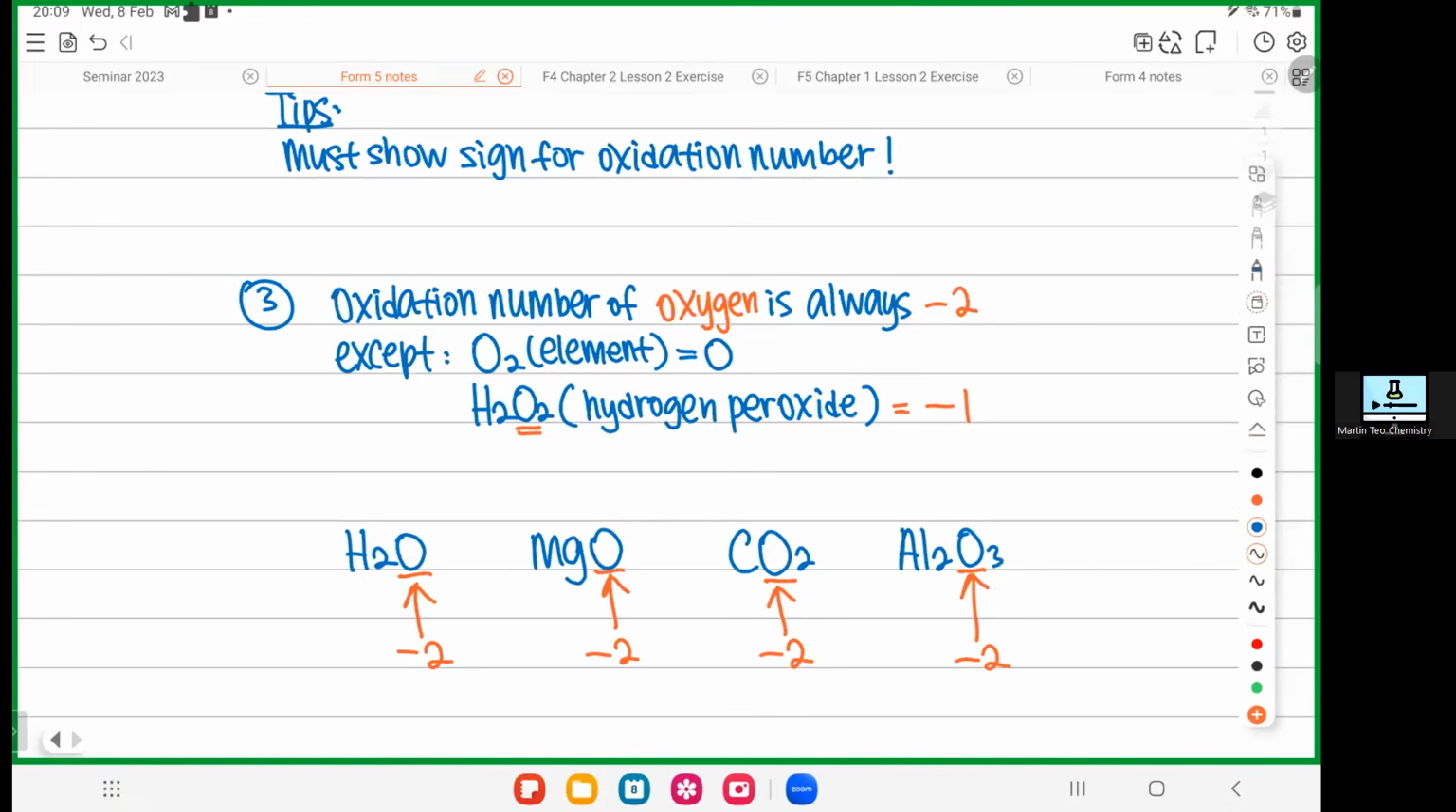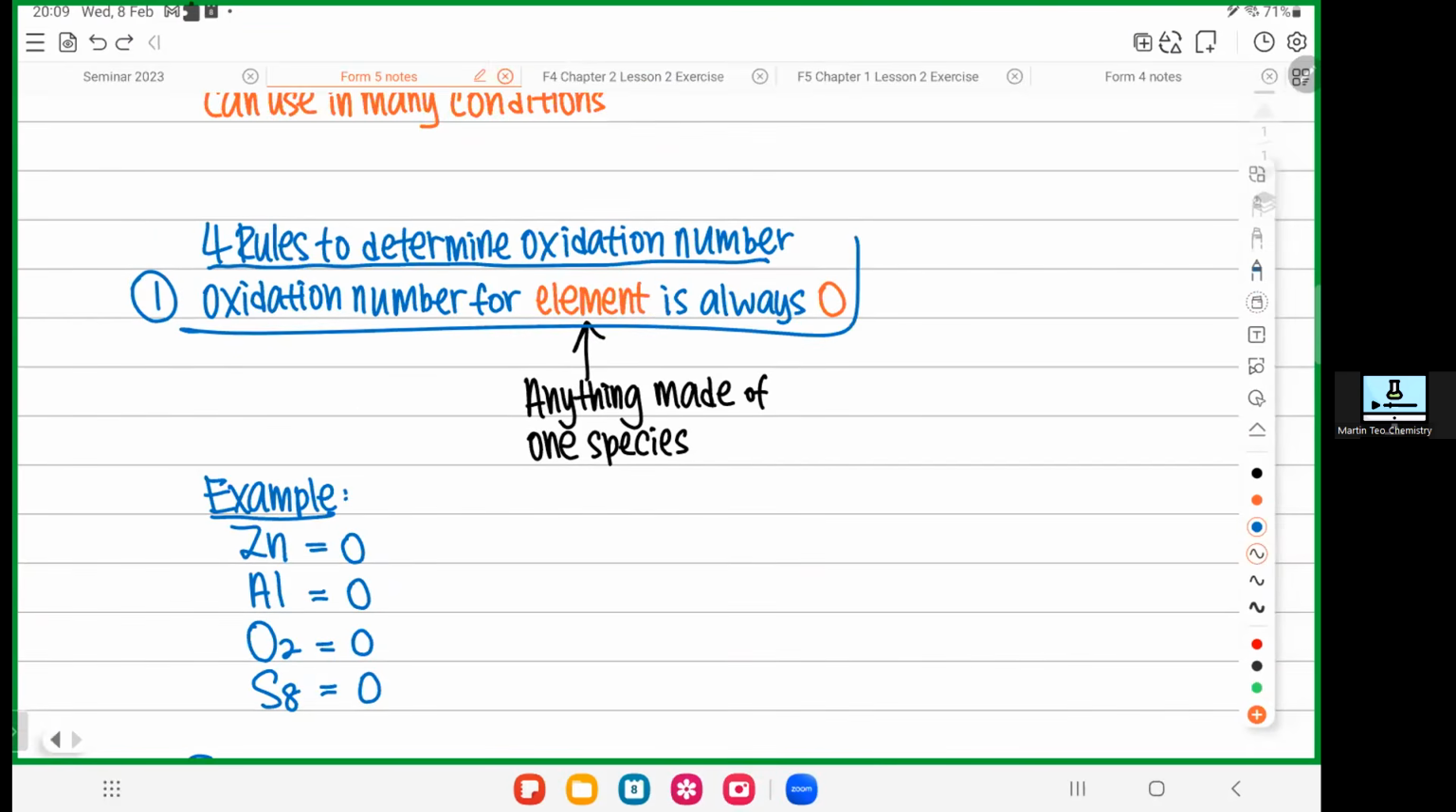That's it. Number 3, the oxidation number for oxygen is always -2. So when you have oxygen, the oxidation number is always -2, except 2 special cases. Number 1 is O2, which is oxygen gas. Oxygen gas only has one species, only O, nothing else. So when you only have one species, you are an element. So for an element, the oxidation number is 0. Follow back rule number 1. The oxidation number of an element is 0.